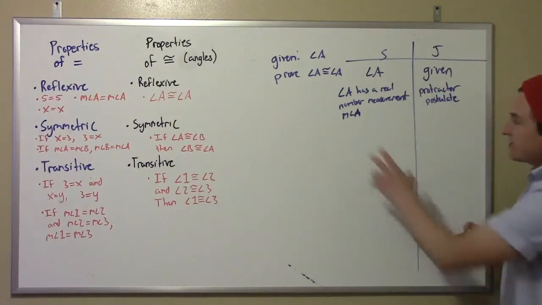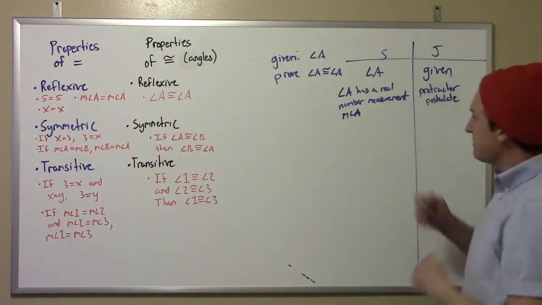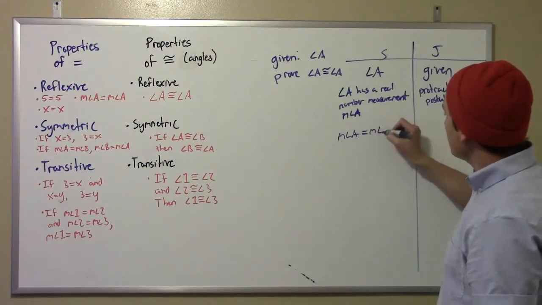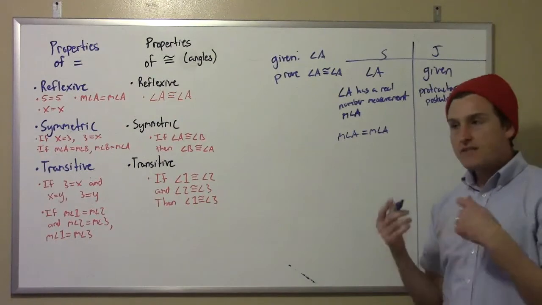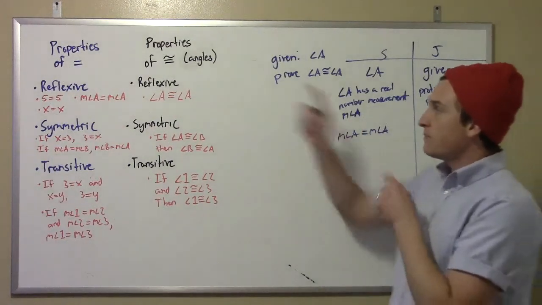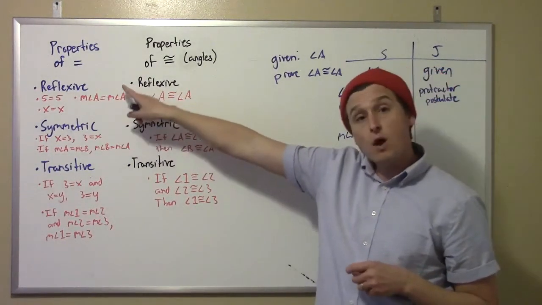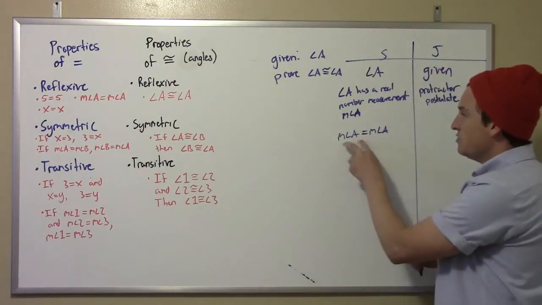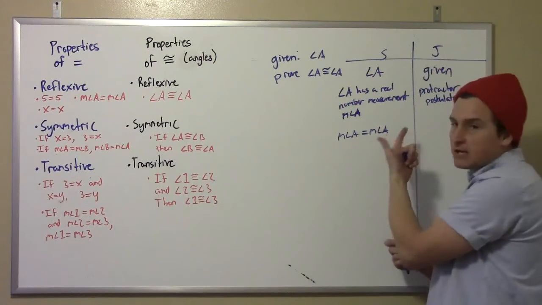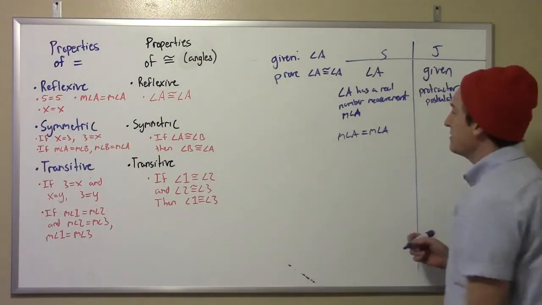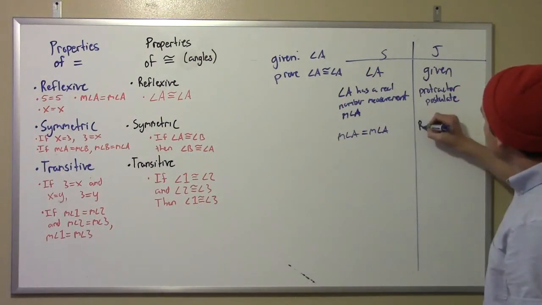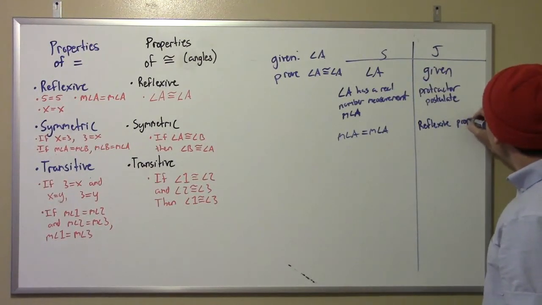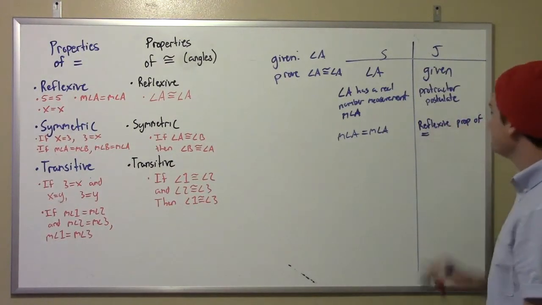Okay, next, now that we're in measurement, we can say something like this. The measure of angle A is equal to the measurement of angle A. Right? That is a reflexive property, but it's the reflexive property of equality, which we can kind of assume that we have. It's a common notion. So we can assume that this is just a number. It's got to be equal to itself, right? Reflexive property of equality. So I'm going to write reflexive prop of equality.